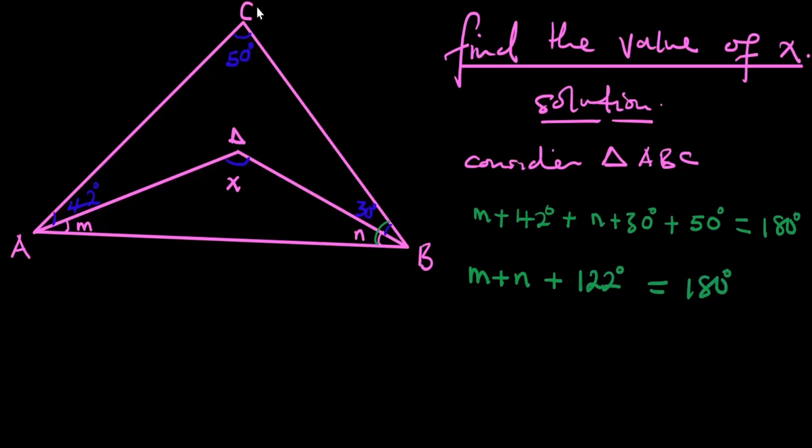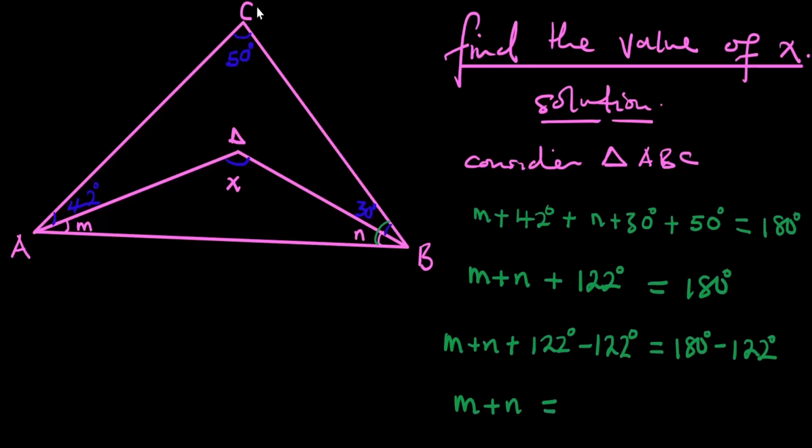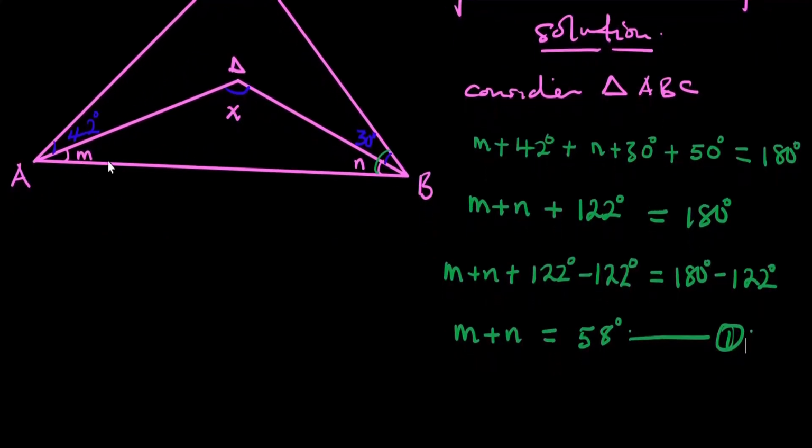From here we can collect like terms. So we have M plus N, plus 122 degrees, minus 122 degrees, equals 180 degrees minus 122 degrees. So M plus N is equal to 58 degrees. We can name this as equation 1. Having gotten this expression as equation 1, we can now proceed and consider the triangle ABD.